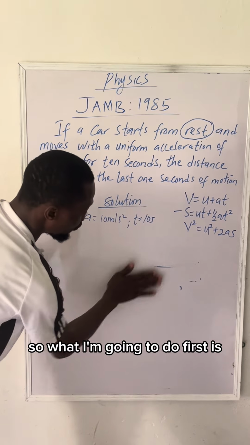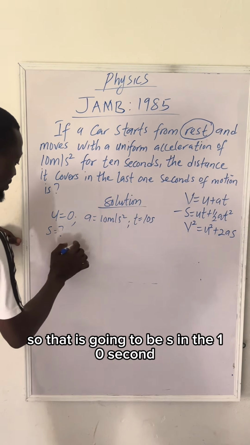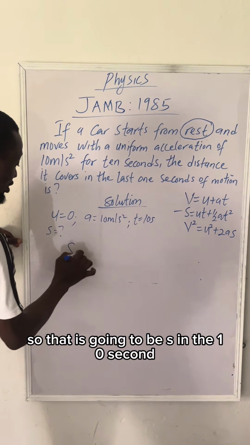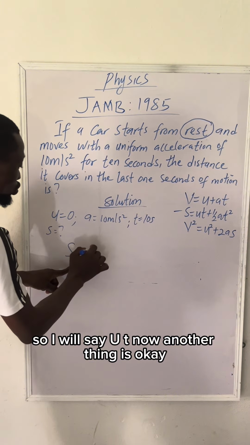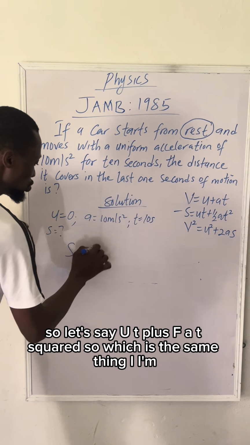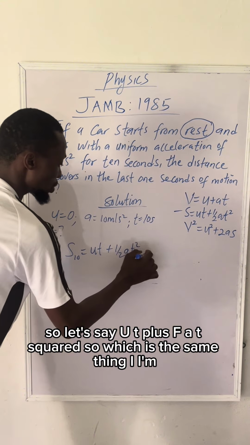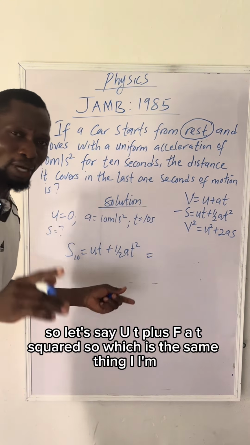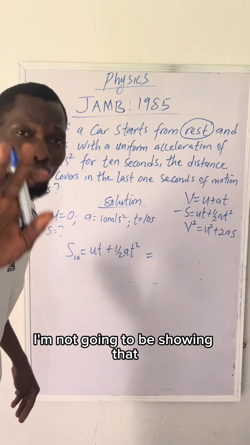So what I'm going to do first is to find the distance covered in the 10 seconds. So that is going to be S10, when my time is 10 seconds. So I'll say ut plus half at squared, which is the same thing. I want to do this because in the second calculation, I'm not going to be showing that.